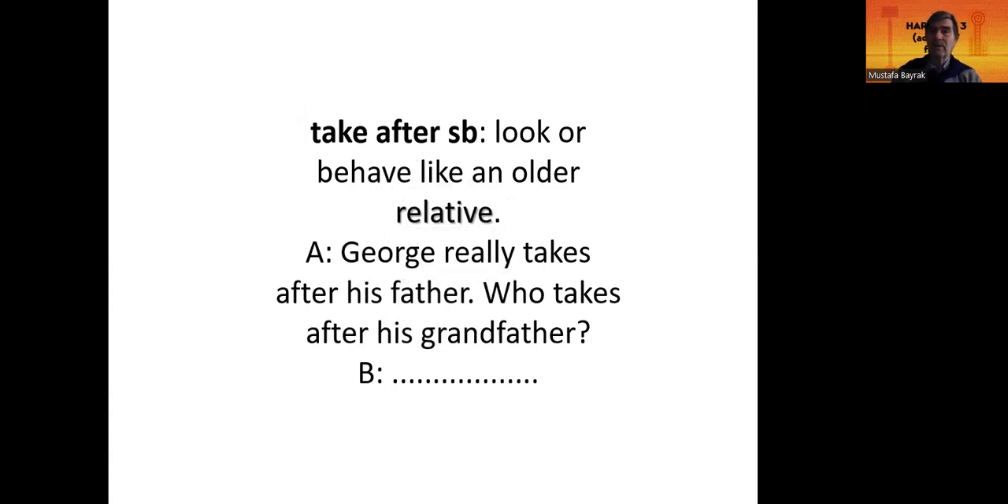Take after somebody means look or behave like an older relative. Yeah, this is also a detail. You can resemble a person, you can be similar to a person, you can be like a person, but you take after your father, your mother, your sister, your brother, a person in your family, okay? Take after somebody means look or behave like an older relative, family member. George really takes after his father, who takes after his grandfather.